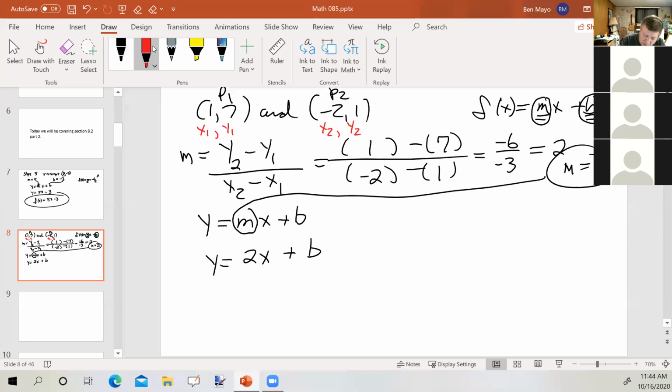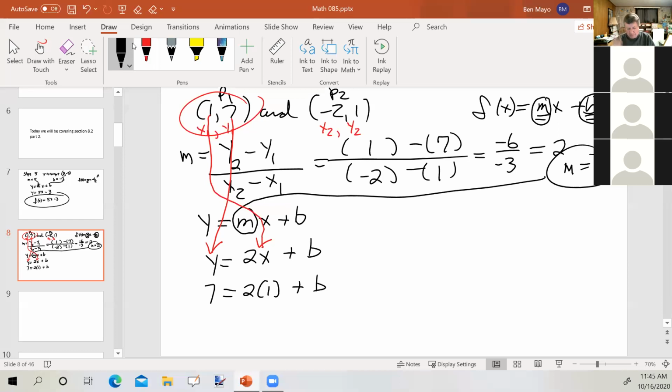I'm going to go ahead and use the first point. X is 1, so that's going to go right here. Y is 7, that's going to go right there. So now I've got 7 equals 2 times 1 plus b. Any questions? All right, 7 equals 2 plus b. Subtract 2, 5 equals b.